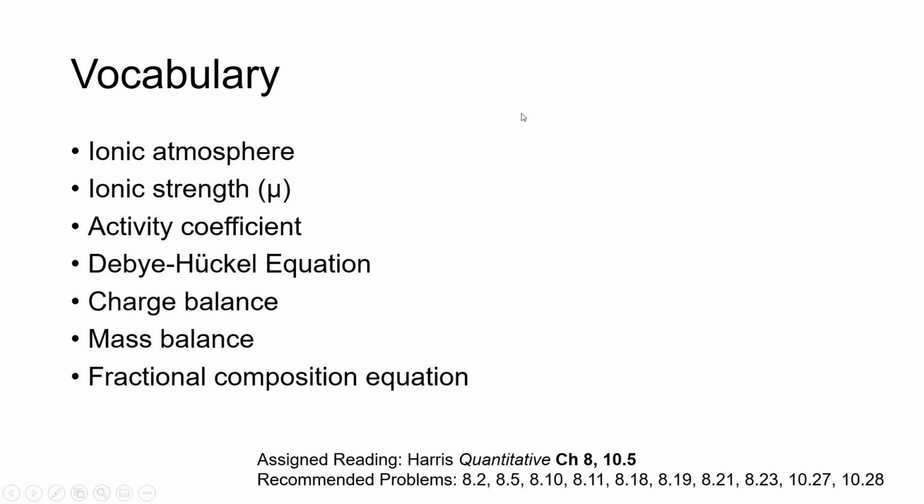Some of the big vocabulary for this term is we're going to be talking about the nature of the ionic atmosphere around ionic chemicals in solution, around ions in solution. We're going to talk about calculations of ionic strength, mu. We're going to talk about the calculations of activity coefficients, abbreviated gamma.